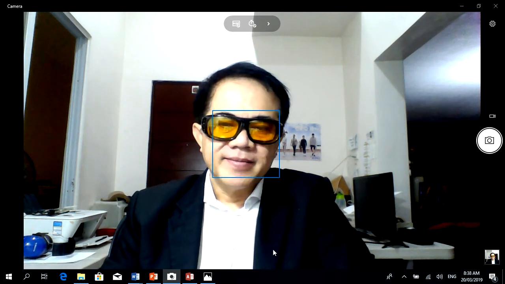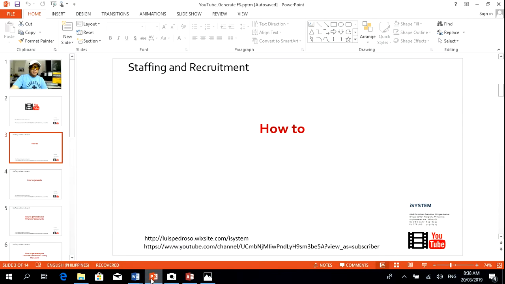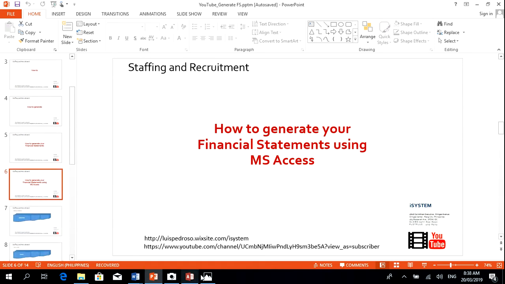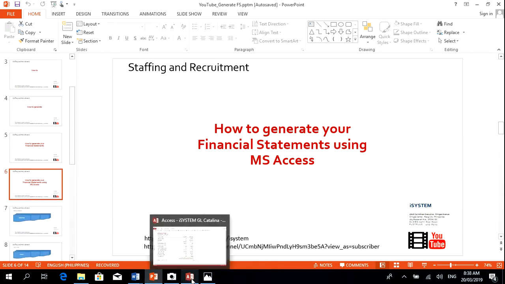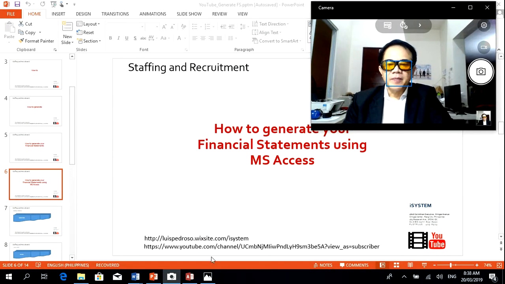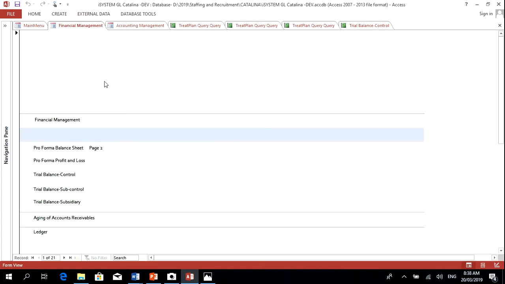Good morning. Our topic for today is how to generate your financial statements using MS Access. Now let's go right ahead to what we're talking about here. These are your financial statements.